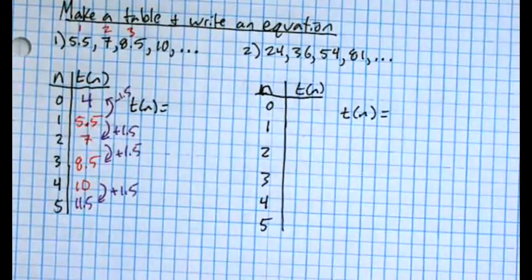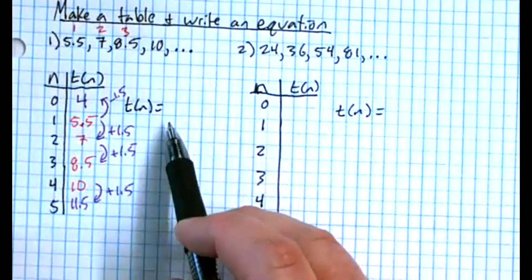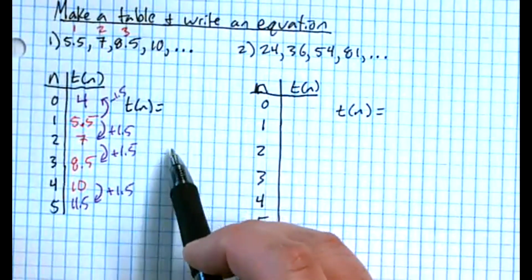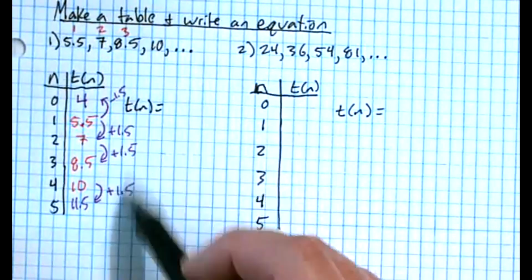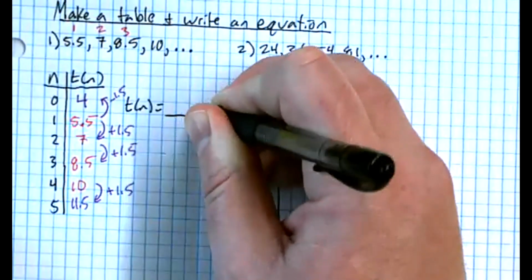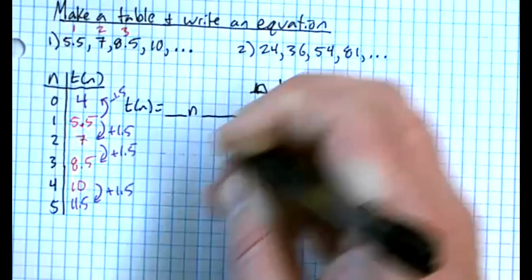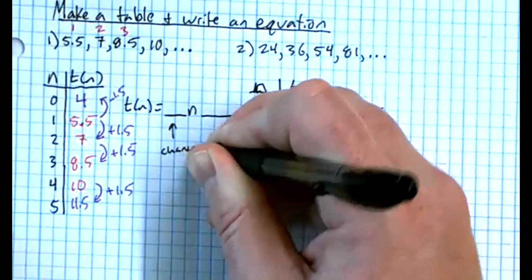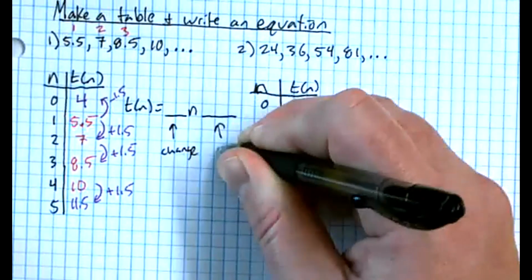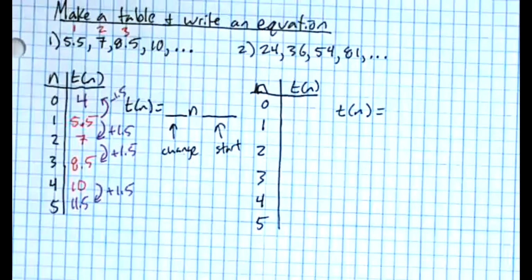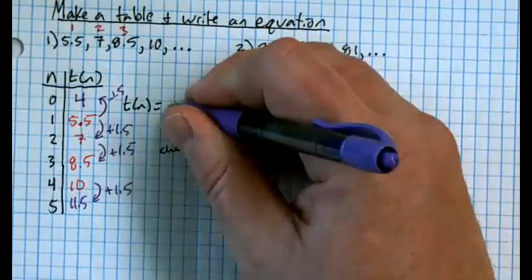As a reminder, your equations for these, well, actually it depends on whether it's geometric or arithmetic. Which one is this? Arithmetic, because we're adding the same each time. Arithmetic equations look like this. And in this spot, we put our change. And in this spot, we put our start, or 0th term. So our change was 1.5.